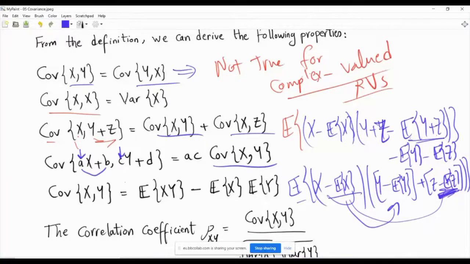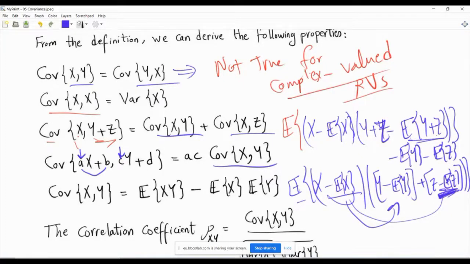What about b and d? They disappear. So basically you can add anything here, and this will not impact the covariance. The idea is simple, it's not a mystery. If you compute the expected value of this, it will include the constant. So if you take the random variable and subtract its first moment, this constant will disappear.